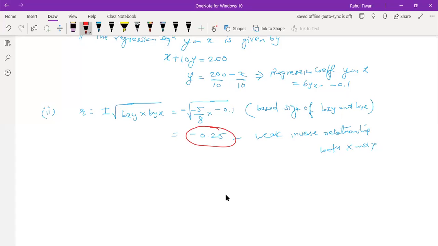Okay, if this value is this, what could be the conclusion? Because it lies between 0 to minus 0.3, that's why it is a weak relation, a weak inverse relation. Okay, try to conclude it. So the conclusion is very important.